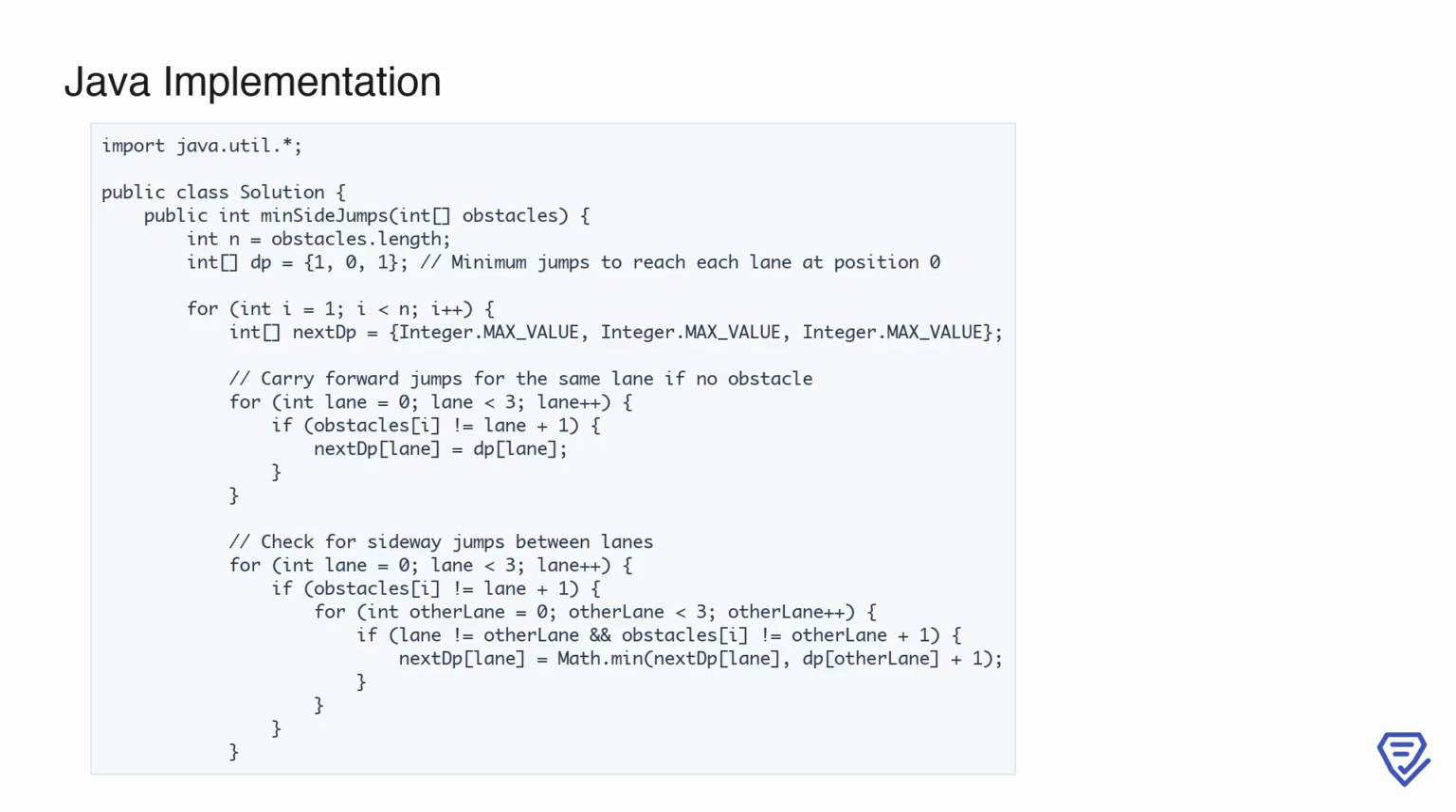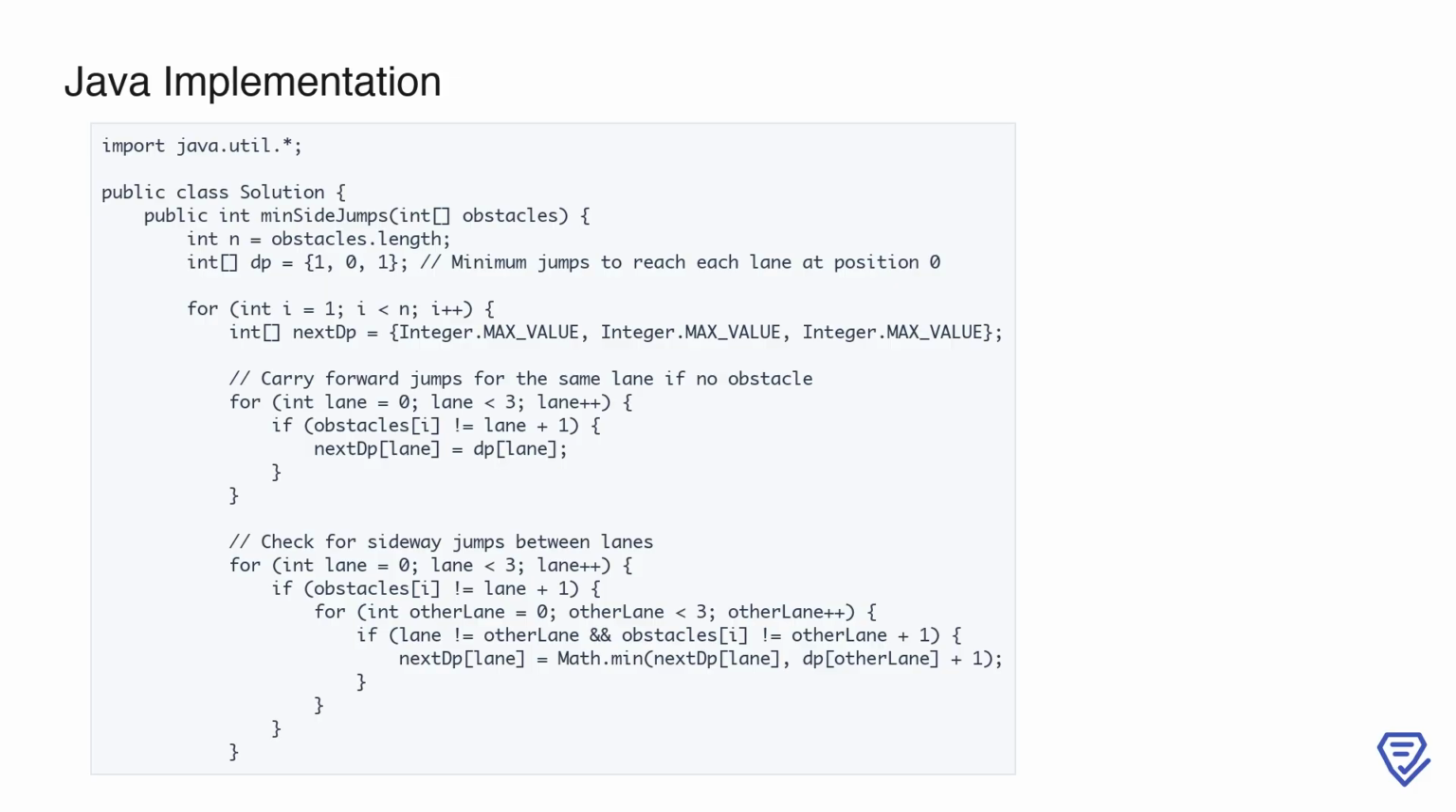At each step, we initialize a nextDP array to store the updated minimum jumps for the next position. The values in nextDP are initially set to Integer.MAX_VALUE to represent that these positions have not been calculated yet. The first inner loop checks if there's no obstacle in the current lane at this position. If it's clear, the current lane's jump count is carried forward to nextDP. This ensures that if the frog stays in the same lane, the number of jumps remains unchanged.